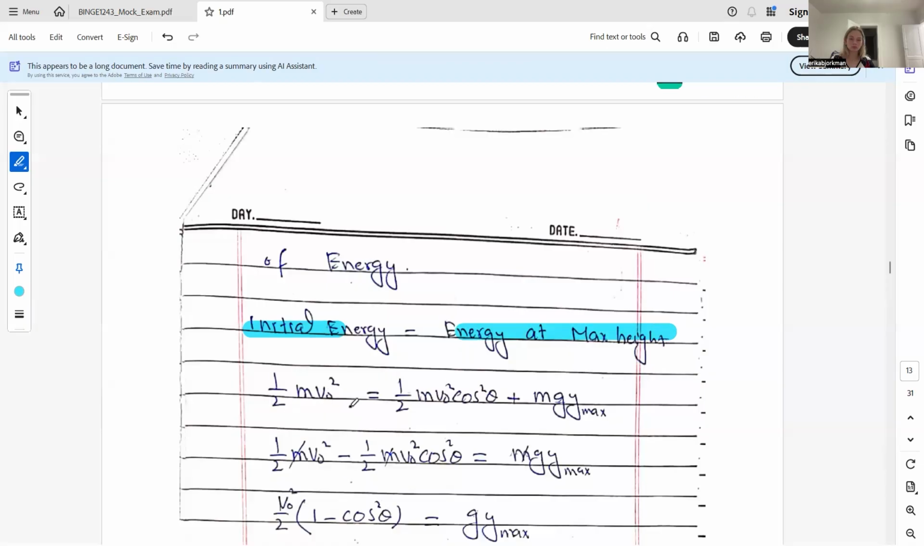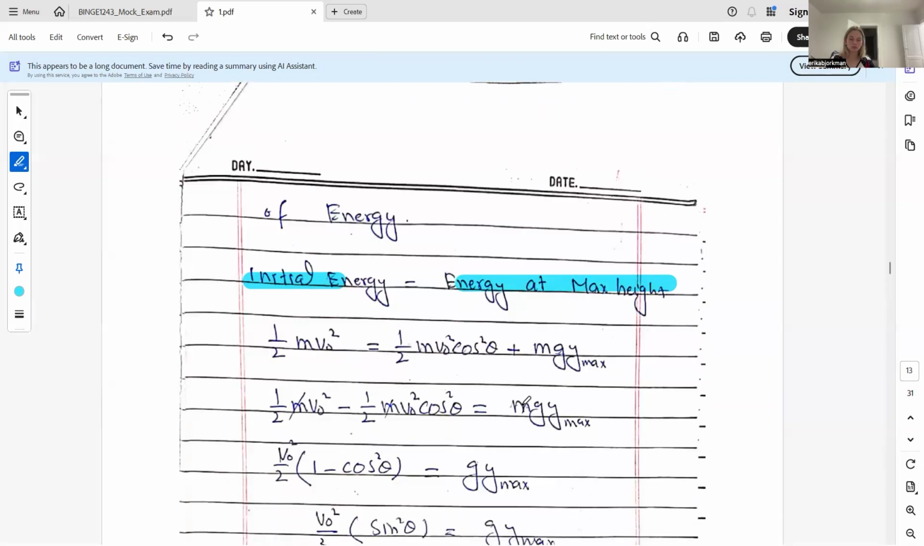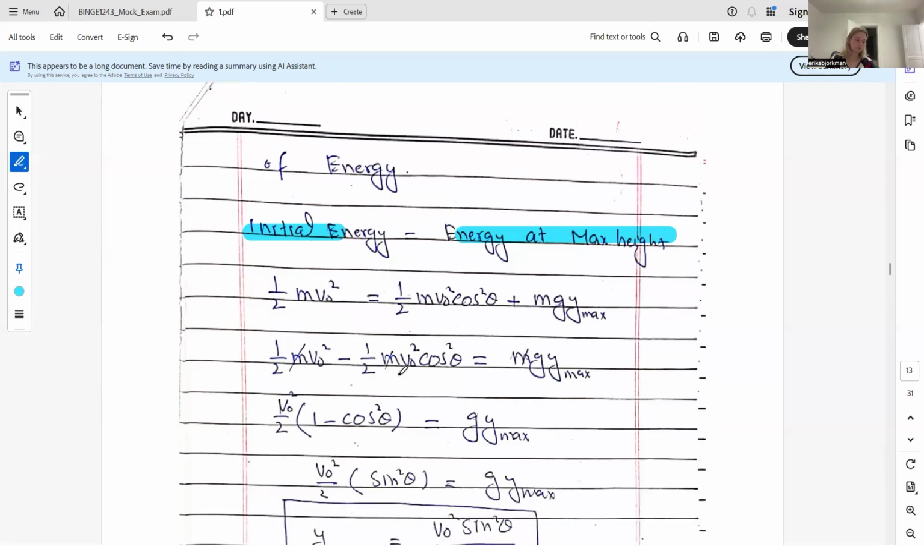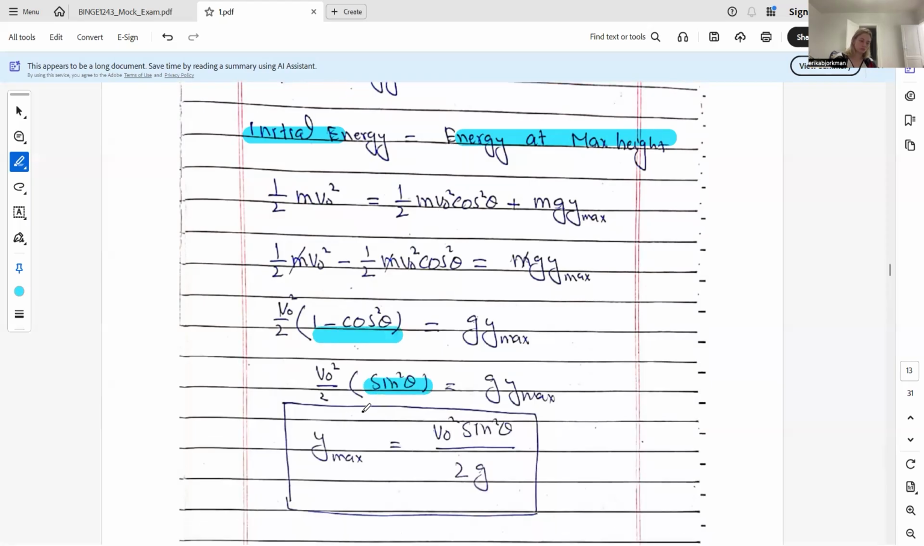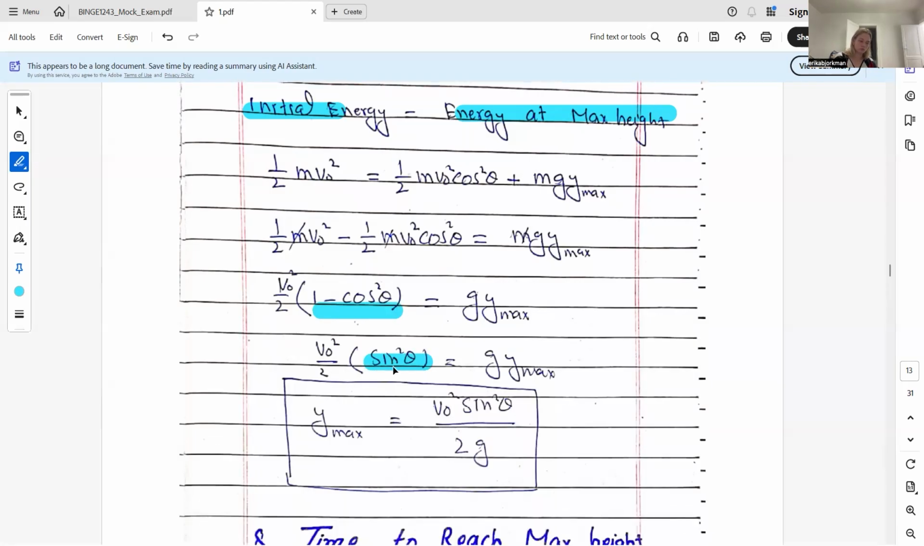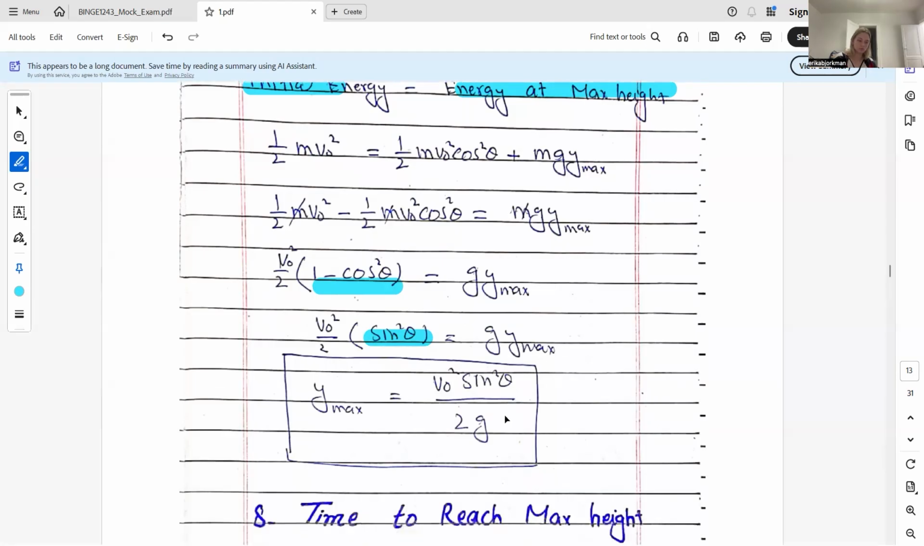1/2 mv naught square is equal to 1/2 mv naught square cos square theta plus mgy maximum. Rearranging and simplifying, and finally putting the value of 1 minus cos square theta is equal to sin square theta, you need to cancel, simplify, and isolate the value of y, so it is the final result.